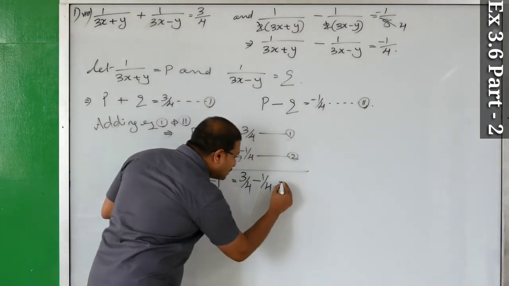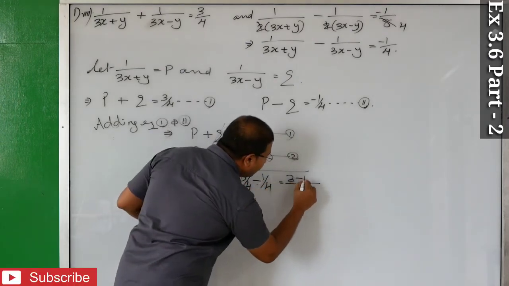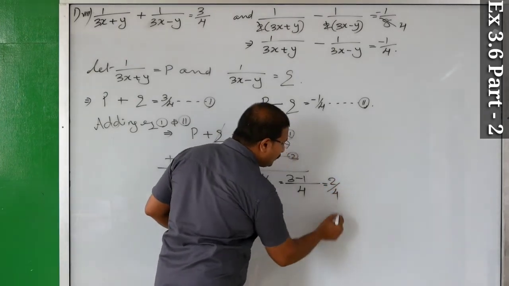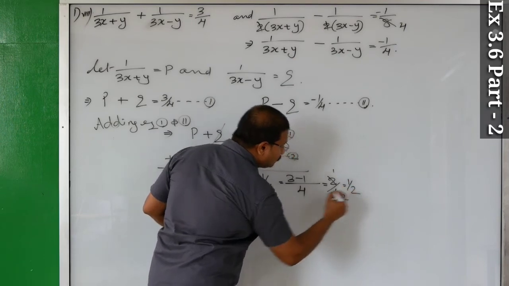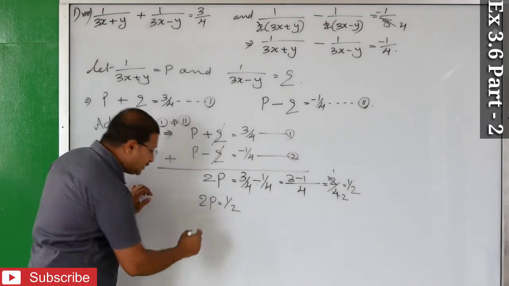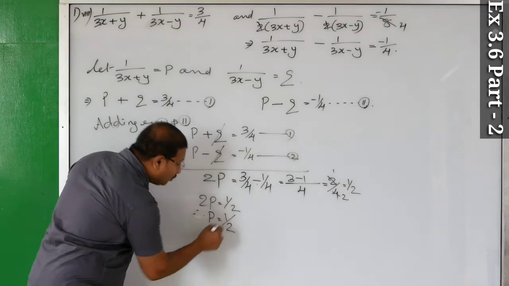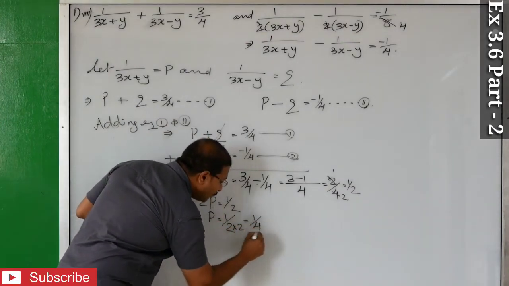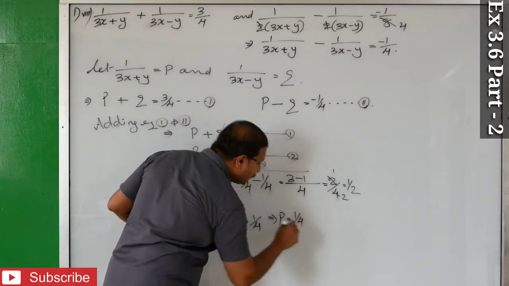When you simplify this, we take LCM as 4. Now 3 minus 1 is 2 by 4. When you cancel by 2, two 1s are 2, two 2s are 4, that means we get 1 by 2. That means 2p equals 1 by 2. Therefore p equals 1 by 2; this 2 is multiplying, goes to the other side and will divide, that means 2 into 2. This equals 1 by 4. That means we got it: p equals 1 by 4.